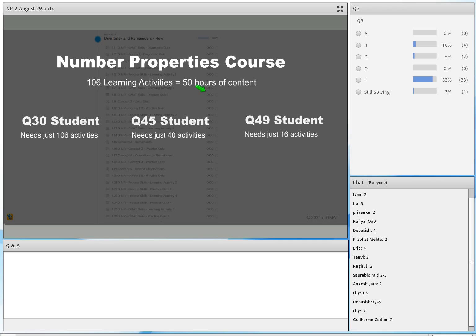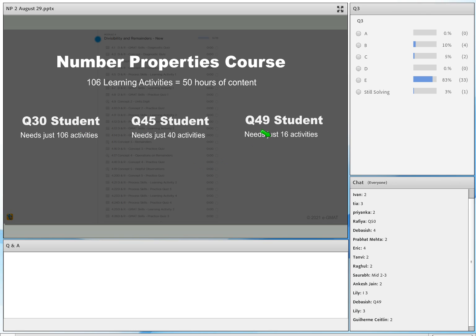But not everybody has to do the whole course. If it's a Q30 student, yes, you need all activities. You will need to do the whole thing. But if you're a Q45 student, you need just 40 activities. Just see how much it reduced. If you're a Q49 student, you need just 16 activities. Just see the amount of decrease here.